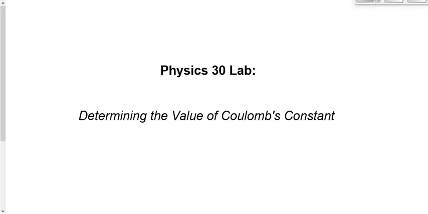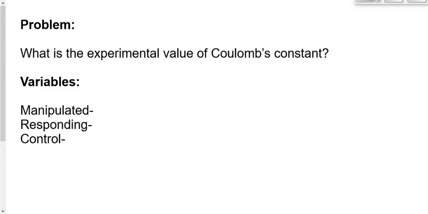Today we want to perform a simulation activity that will allow us to find the value of Coulomb's constant, which we already know is theoretically 8.99 times 10 to the 9 newton meter squared per coulomb squared. We want to find if in fact that's the case. Here's how we're going to do it. We start off, of course, with a problem, which is always phrased in the form of a question. What is the experimental value of Coulomb's constant?